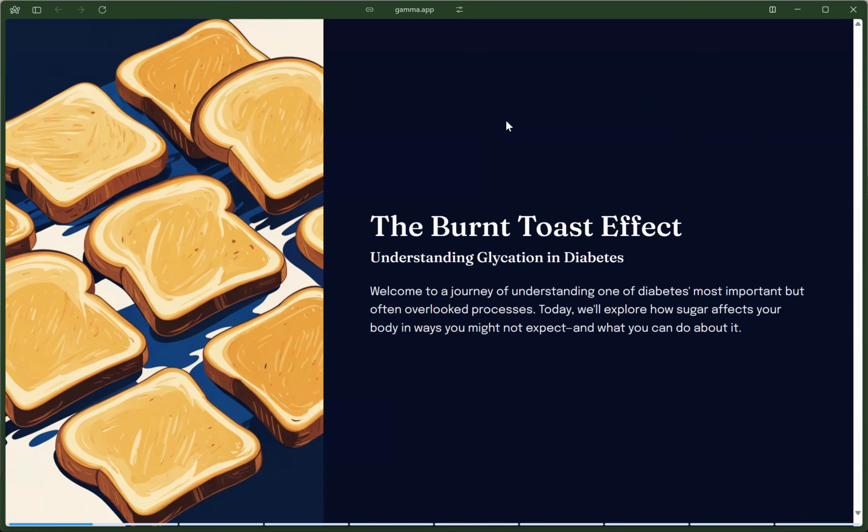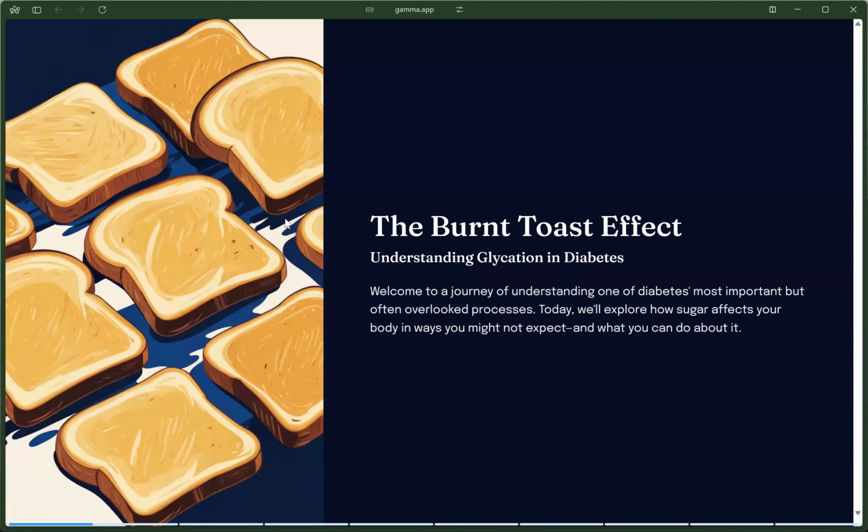Great. So, welcome everyone. Let us discuss glycation in diabetes. I'll not make this topic very complicated for all of you. We'll understand with a simple analogy and take it from there. I hope everybody has seen burned toast. Almost everybody might have seen a burned toast.